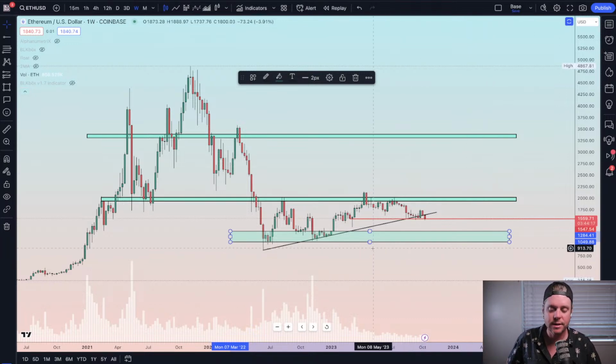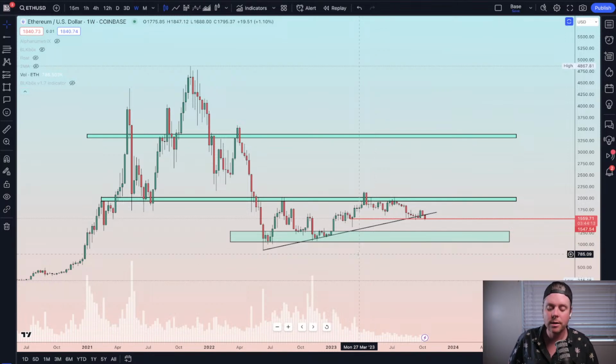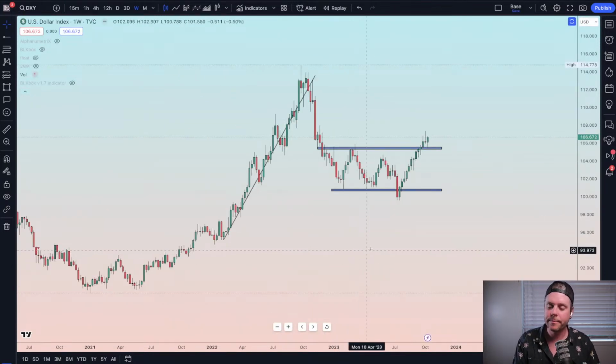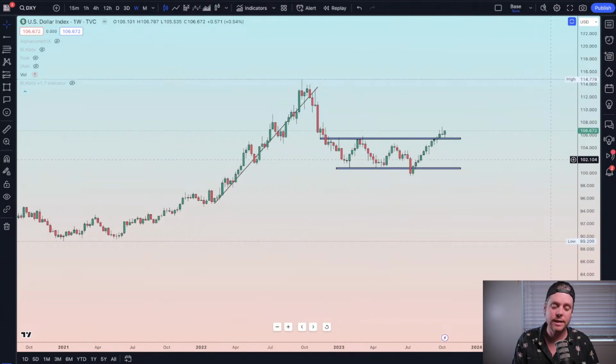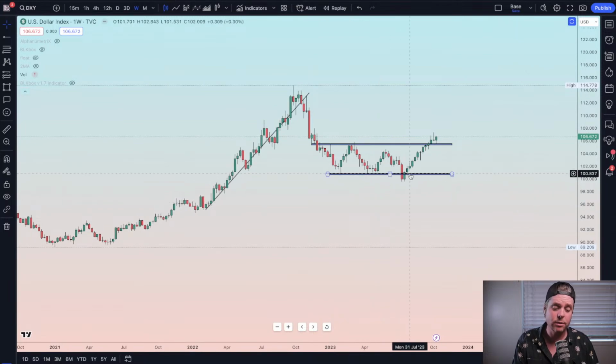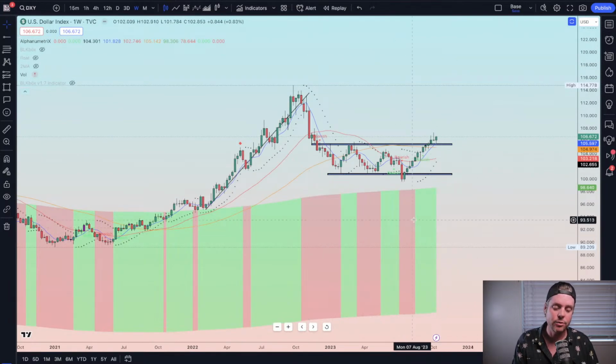Okay, so that's Ethereum on the Bitcoin pair and Ethereum on the dollar pair. Both look bearish in my opinion. Taking a look at the DXY, the dollar is ranging, but it's had a lot of strength recently. If we turn on alphanumerics, we're back to an uptrend expectation for the dollar.